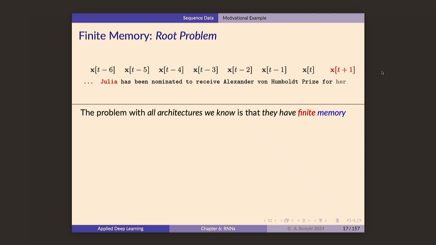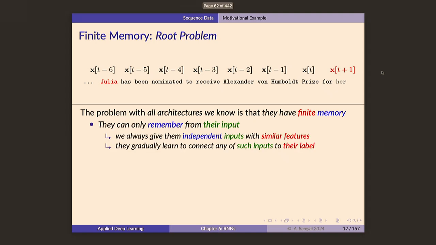The issue here, as I said, is that both of these architectures, the MLP and CNN, have what we call finite impact memory. When you give an input to a CNN or MLP, it learns to connect that particular input to the particular output, but it doesn't learn any connection between this input and another input, because you give everything independently to the neural network. They only remember the things inside their inputs, and they are not looking into any correlation between different inputs.